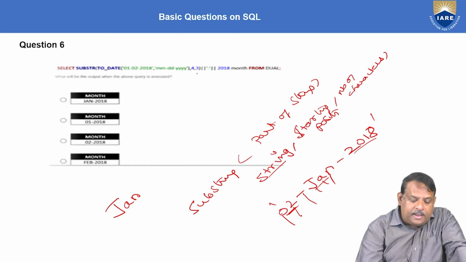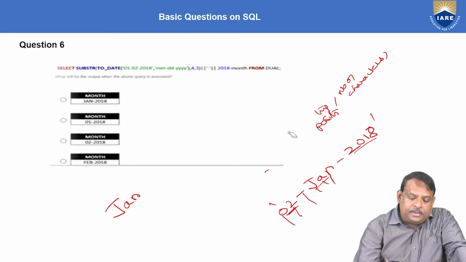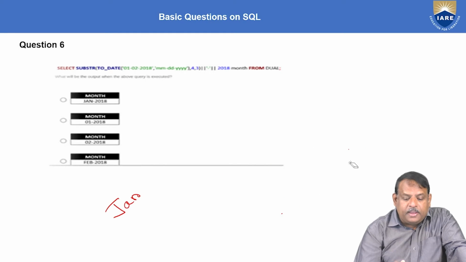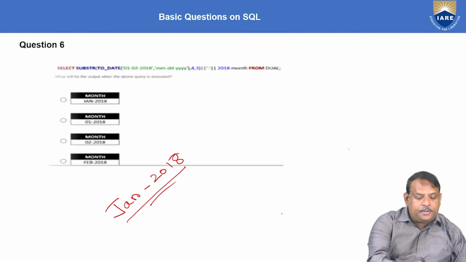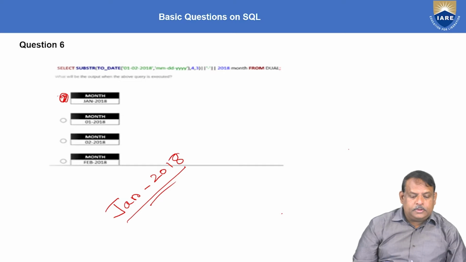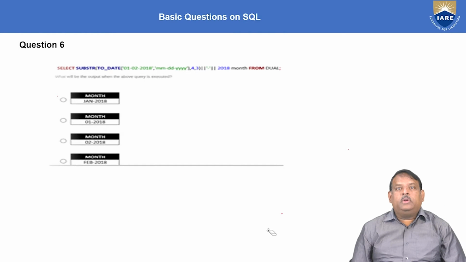Then next, after that he is appending hyphen 2018. Appending 2018. So the answer is Jan-2018. Understood? This is how we solve this problem. So answer is A. Okay, we'll come to the next question.